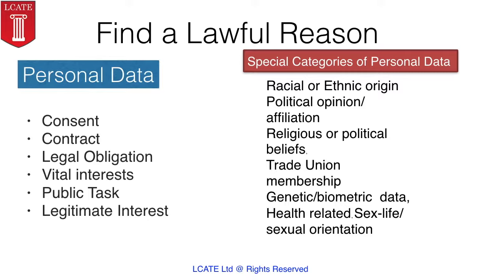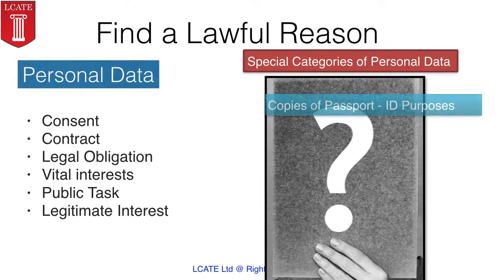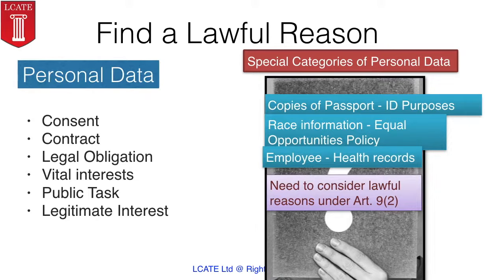A lot of organisations say to me, well, I don't think I actually do take any special categories of personal data, but think again. If you're taking copies of personal passports, for example, for ID purposes, this is special categories of personal data. Any information you require in order to meet your legal obligation, for example, equal opportunities policy, then you obviously need to comply. And you also probably do take health records if you have employees. If this is the case, then please consider Article 9.2 because the lawful reasons slightly differ.